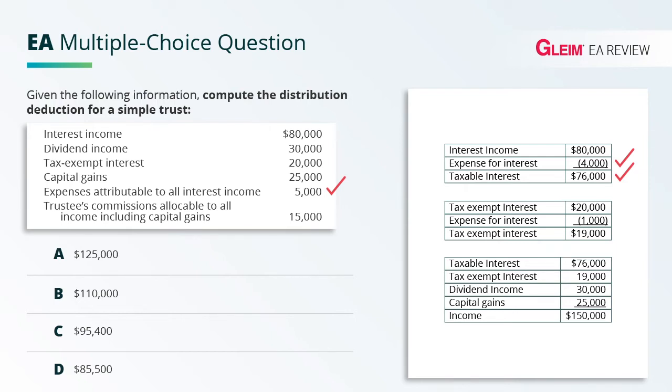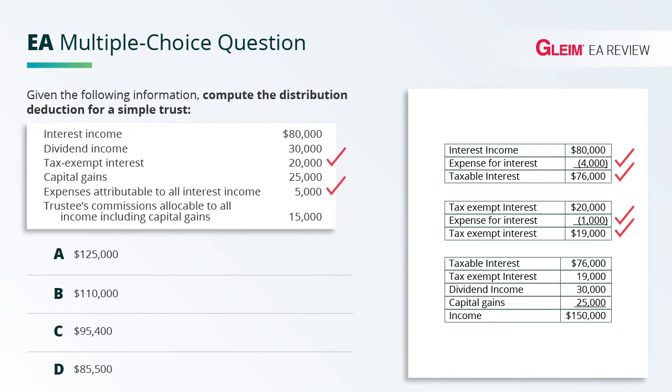Let's do the same thing for the tax-exempt interest. So the tax-exempt interest, we're going to take $20,000 over $100,000 and multiply that by the $5,000 expenses attributable to all interest income, and we get $1,000. We then subtract that away from the $20,000 tax-exempt interest, and we get a new net amount that we're going to be using of $19,000. So that takes care of the $5,000 expenses attributable to all interest income, the $80,000 interest income, and the $20,000 tax-exempt interest.